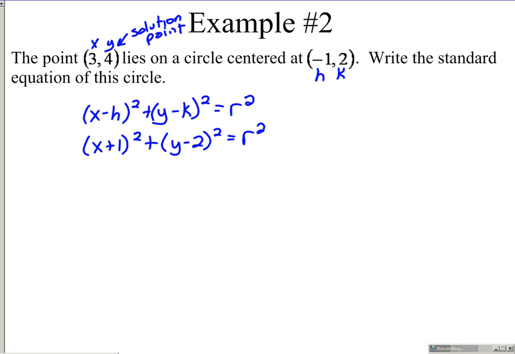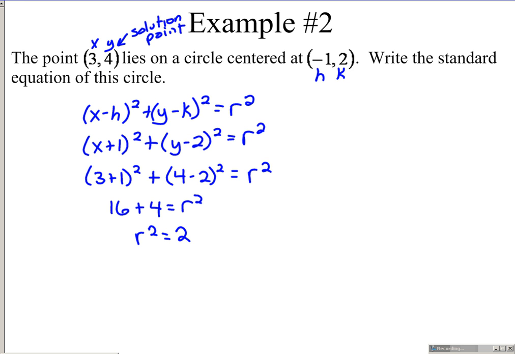So in this case, I can plug 3 in for x, I can plug 4 in for y, and now the only unknown in my equation is r squared, which is the last thing we need to find. So let's go ahead and simplify this. 3 plus 1 is 4. 4 squared is 16. 4 minus 2 is 2. 2 squared is 4. R squared then is 20, which means the radius would be the square root of 20. We don't really need to know the radius, though, because we're using this standard form in which we need r squared. So our final equation becomes (x plus 1) squared plus (y minus 2) squared equals 20.